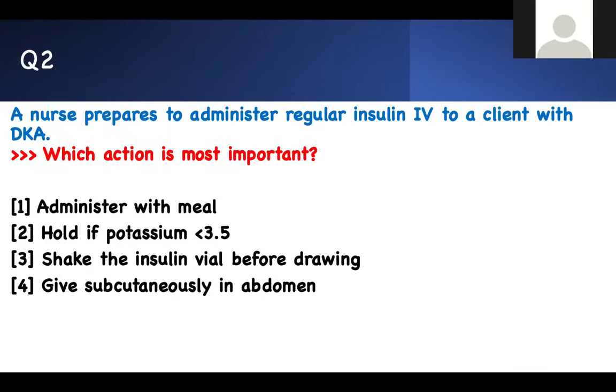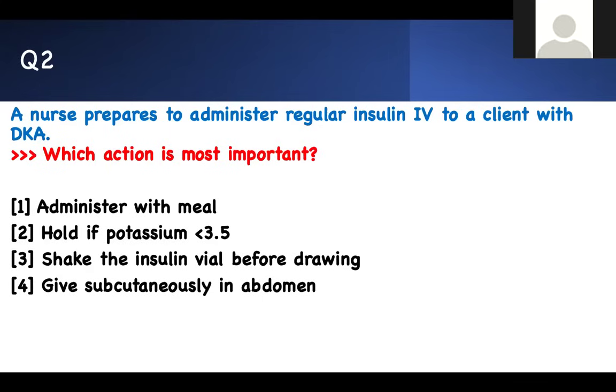Shaking the vial before using it is not the appropriate way of administering insulin. This is going to be a drip of insulin. Hold if potassium is less than 3.5. Potassium will be driven into the cell with insulin. Insulin is one of the most common causes of hypokalemia in the patient who has diabetes or DKA. Therefore, we have to make sure we hold the insulin when potassium is low.